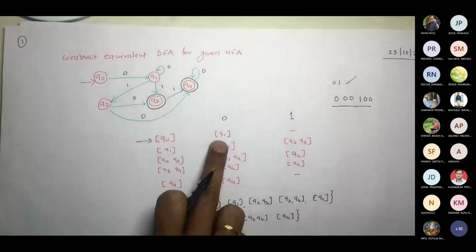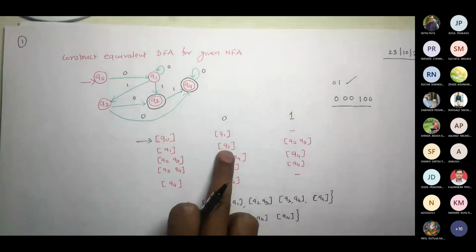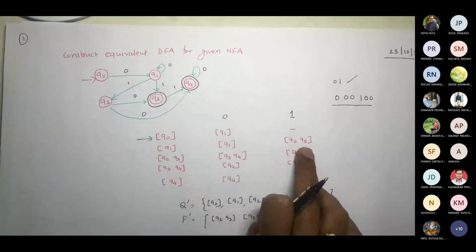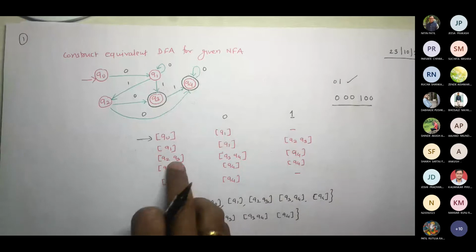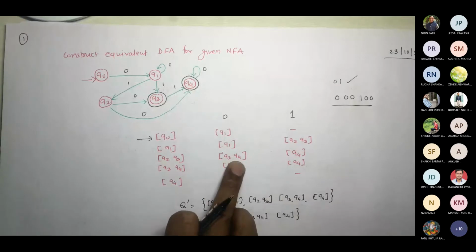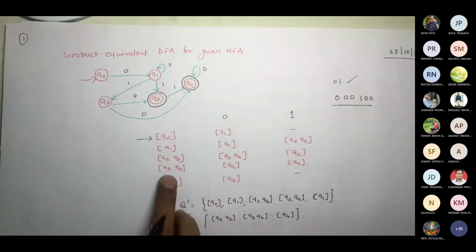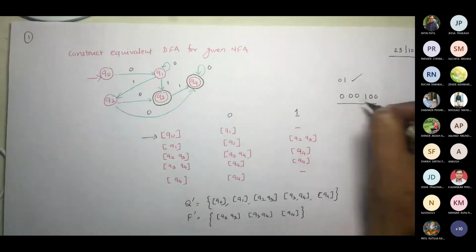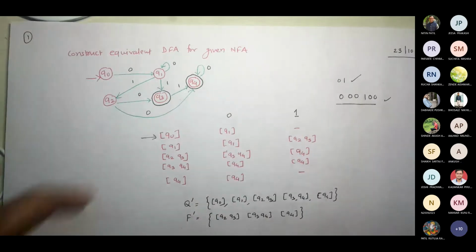Now let us work with this case. Q0 on 0 is Q1. Q1 on 0 is Q1. Q1 on 0 is Q1. Q1 on 1 is Q2, Q3. Q2, Q3 on 0 is Q3, Q4. Correct? Q3, Q4 on 0 is Q4. Is Q4 final? Yes. That means this is accepted. Now what does this result in?